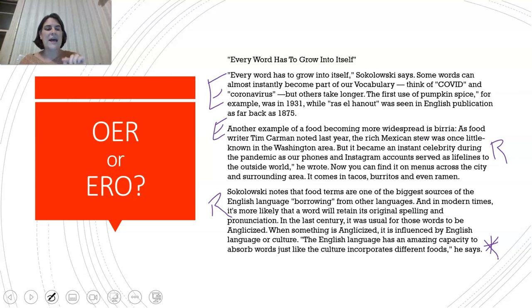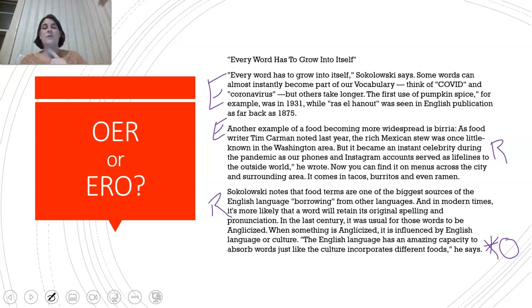The English language has an amazing capacity to absorb words, just like the culture incorporates different foods. I'm pretty sure that's our O, that's the author's opinion. Now, I know it is in somebody else's words. It's a direct quote, so it's not exactly a main idea. I'm going to want to rephrase that into my own words, but it is certainly sticking out as the opinion that the author wants me to pay attention to as it's proven evidence up to this idea at the end.